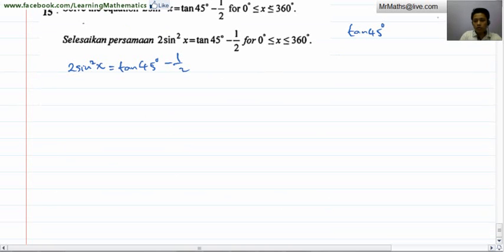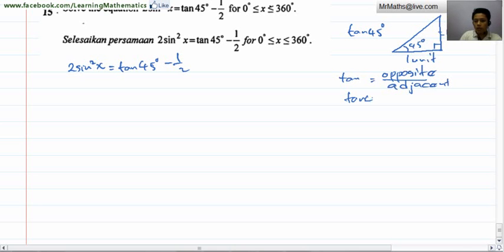Can you imagine one right angle triangle with one unit of length for both legs. This is 45 degree. Then tangent, by definition, is opposite over adjacent. Then tangent 45 degree is 1/1, which is 1.